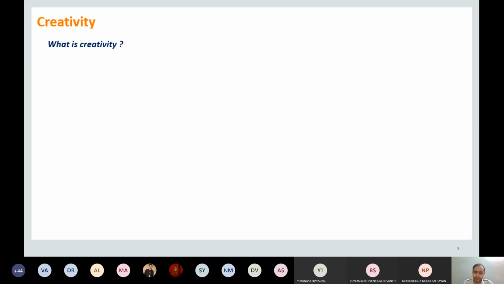So what is creativity? We all know that. It's the idea of turning new and imaginative ideas into reality. Whenever you are able to suggest some new idea so that it will have a new market, or the product is going to be unique, then you say that idea is a creative idea.